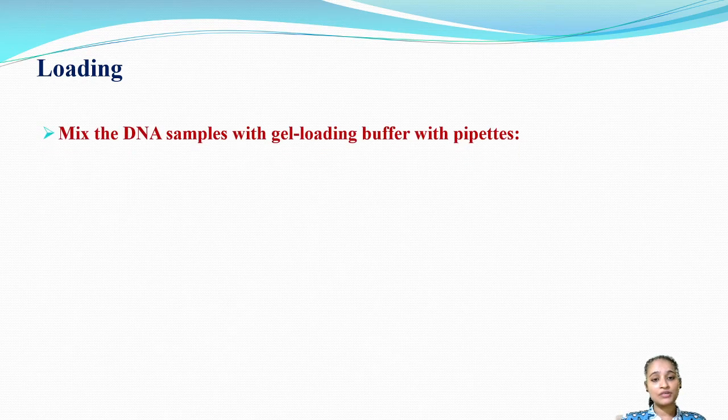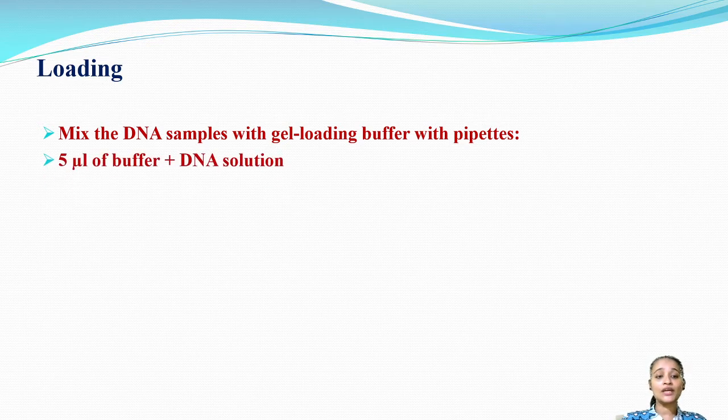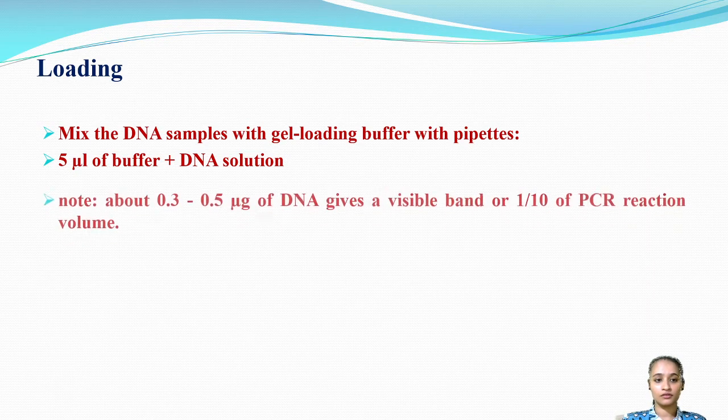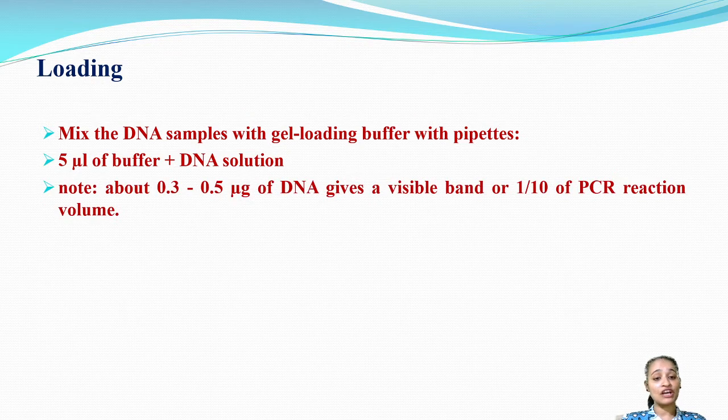Now, how to do the loading? Mix the DNA samples with gel loading buffer. You cannot just take your DNA samples of PCR product and load them into the well. Without gel loading buffer, you cannot load your DNA samples because it won't be visible when you view it under the UV illuminator. So mix your DNA samples with gel loading buffer with pipettes properly. You need to take 5 microliters of your buffer plus DNA solution, that is your PCR product. About 0.3 to 0.5 micrograms of DNA gives a visible band, or 1/10 of the PCR reaction volume.